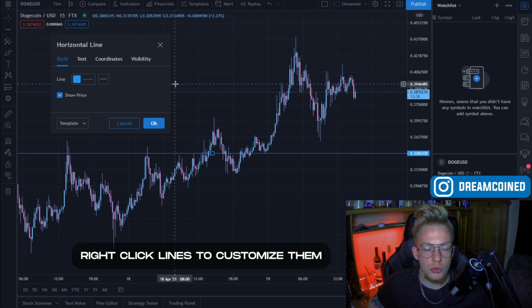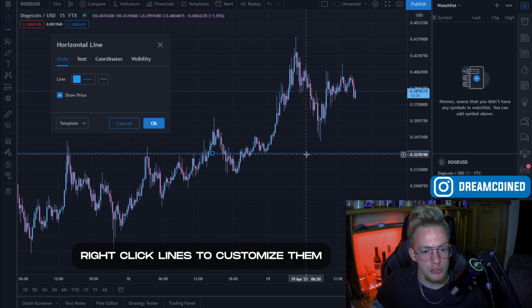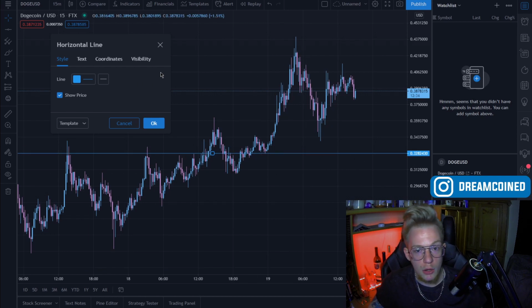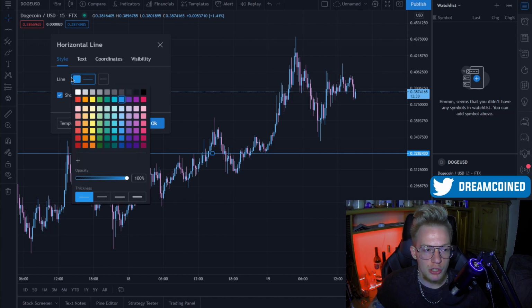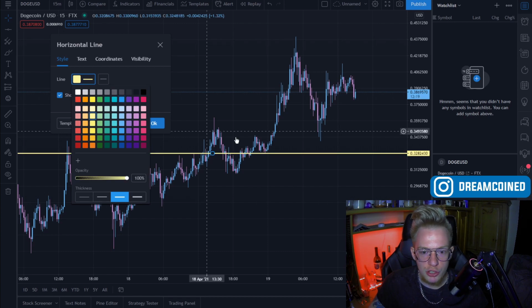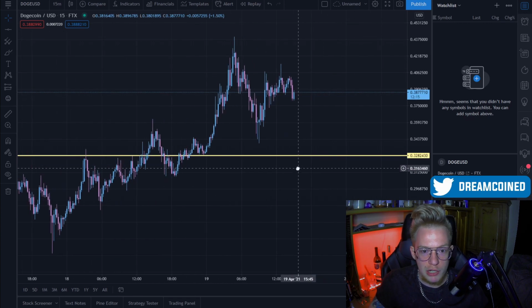I usually like to make my lines thicker depending on how hard or soft I think the support is. So you'll go in here and click on line, and click on one of these two. Usually I try not to go for this one because it blocks the screen a little bit, so I'll go with the second from the last. And then I like to make my supports a light yellowish color. Right there, that's going to be a harder support setup for right now.